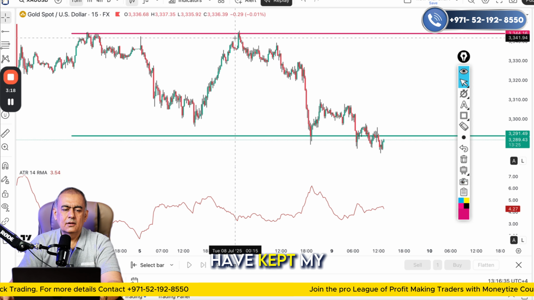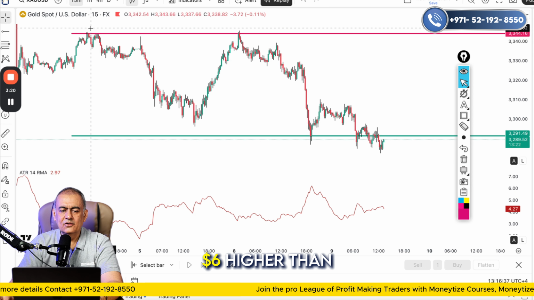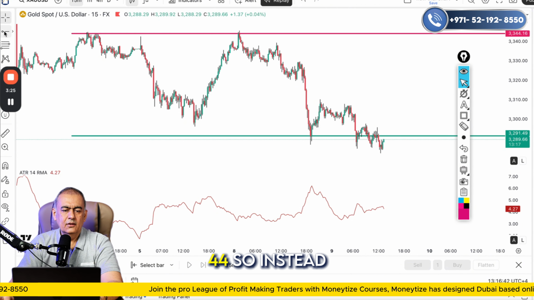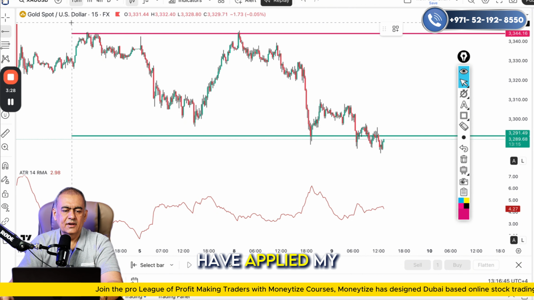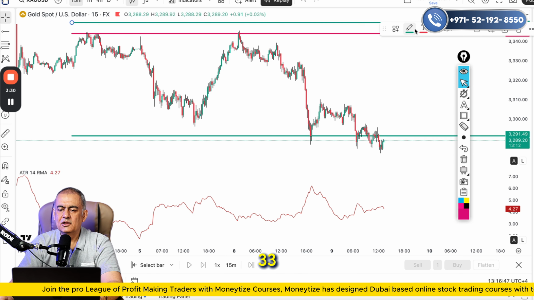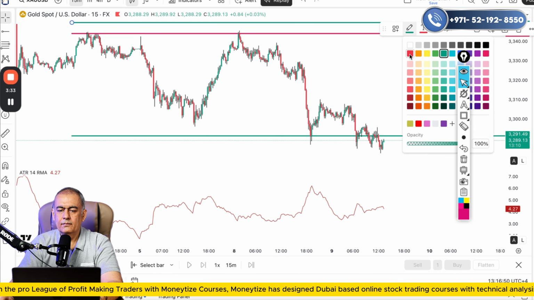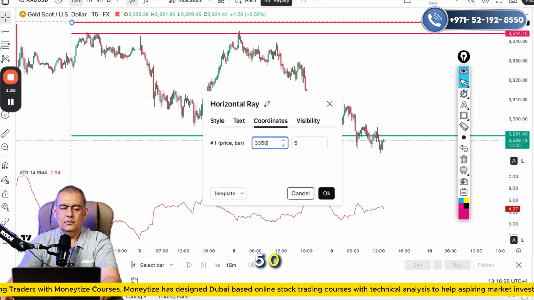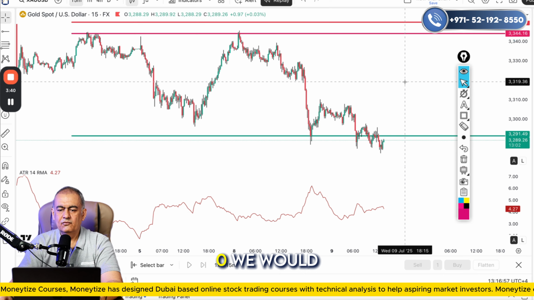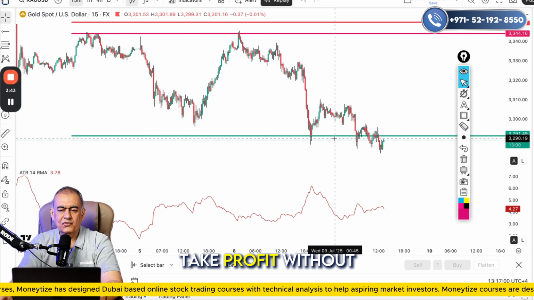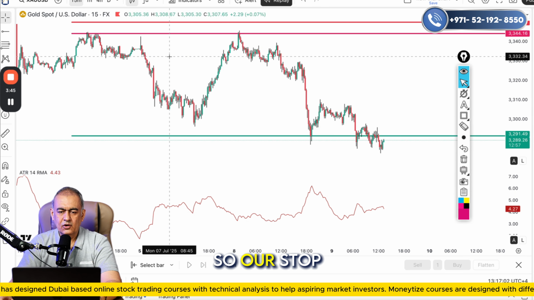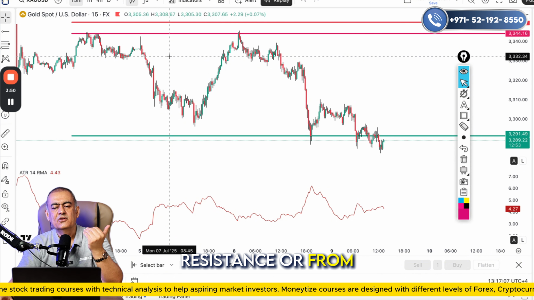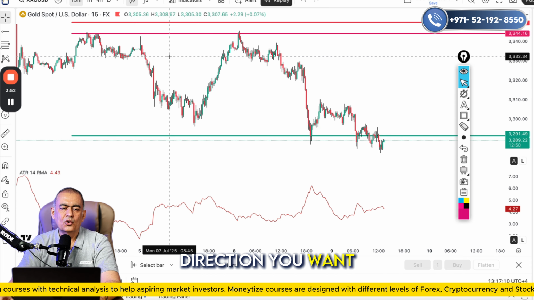So I would have kept my stop loss $6 higher than the highest price here. The highest price is 3344. So instead of 3344, I would have applied my stop loss at 3350. So this should be at 3350. Now, had it been 3350, we would have safely reached the take profit without hitting the stop loss. So our stop loss should be adequately distant either from the resistance or from the support, depending on the direction you want to take the trade.